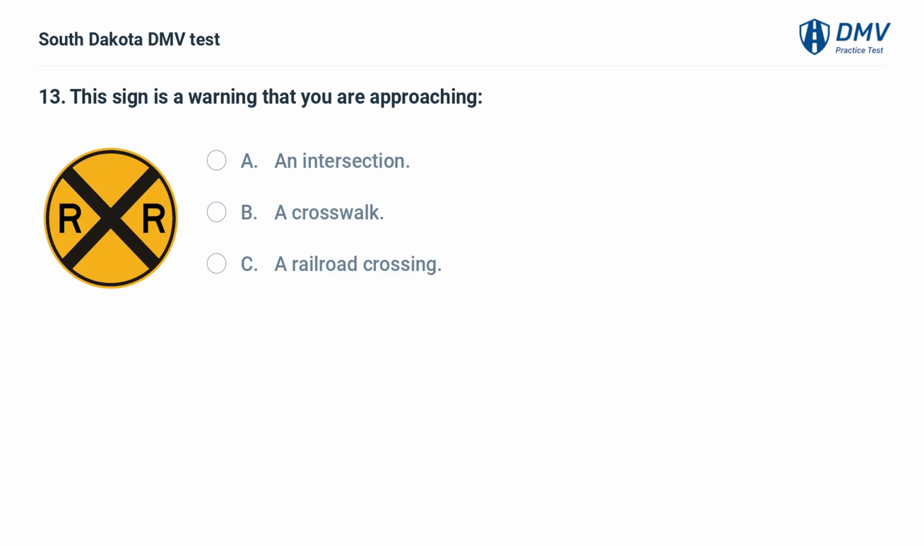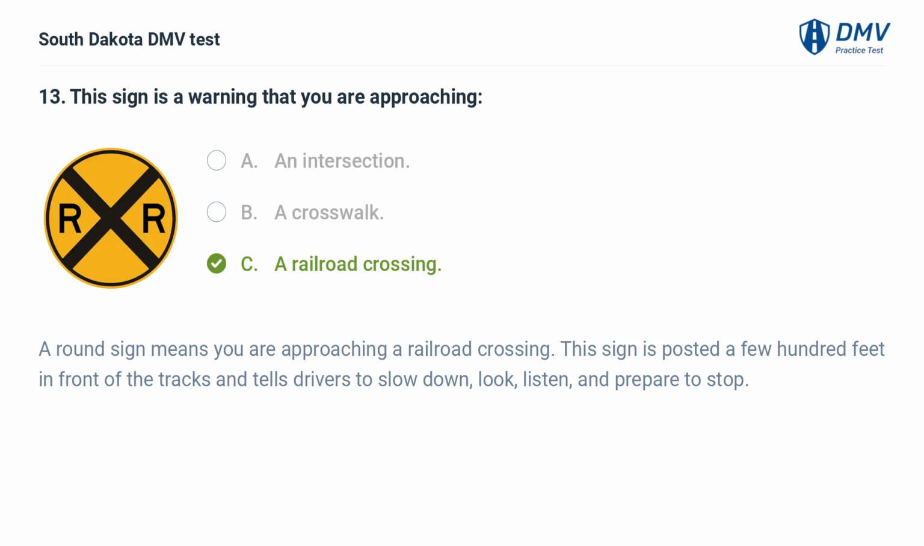This sign is a warning that you are approaching A. An intersection. B. A crosswalk. C. A railroad crossing. A round sign means you are approaching a railroad crossing. This sign is posted a few hundred feet in front of the tracks and tells drivers to slow down, look, listen, and prepare to stop.